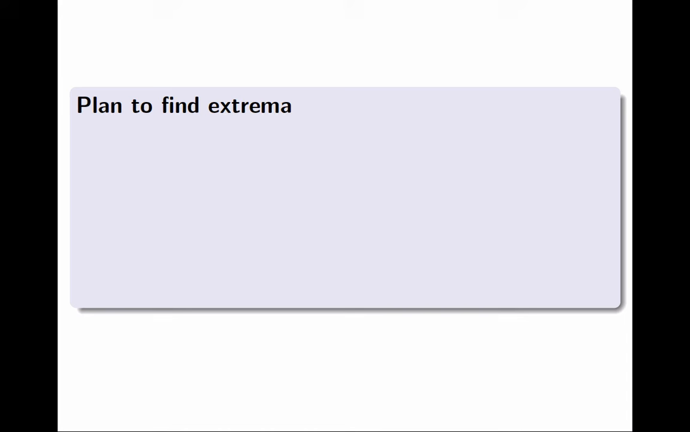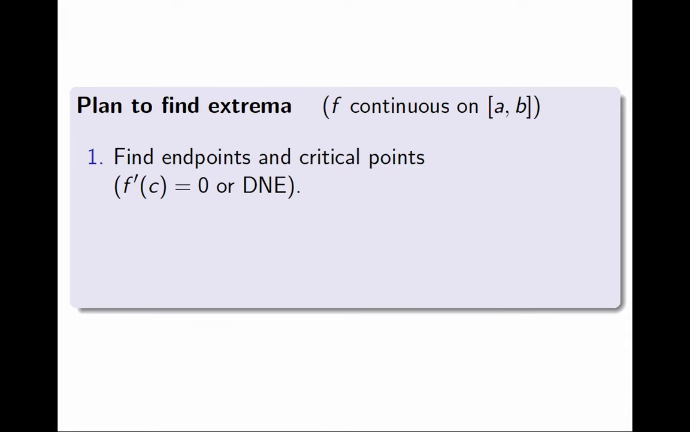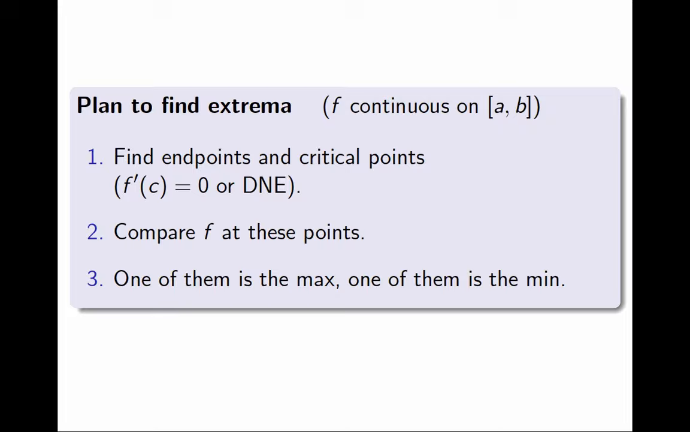Here's my plan. And this could work for any continuous function on a closed and bounded interval. Find all the endpoints and critical points. As a reminder, critical points are interior points where the derivative is 0 or does not exist. Compare the function at these points. One of these points must be the maximum, the one with the largest value of f, and one of them must be the minimum, the one with the smallest value of f. That will be it.